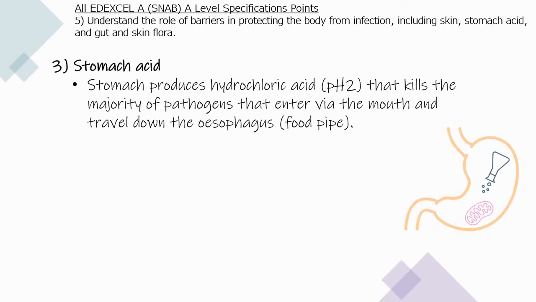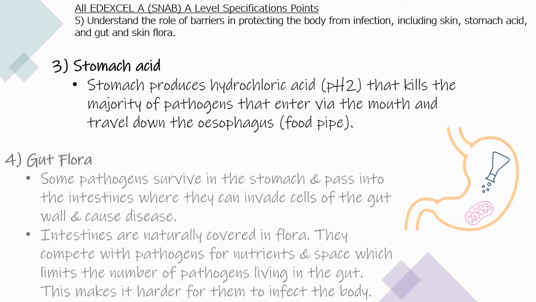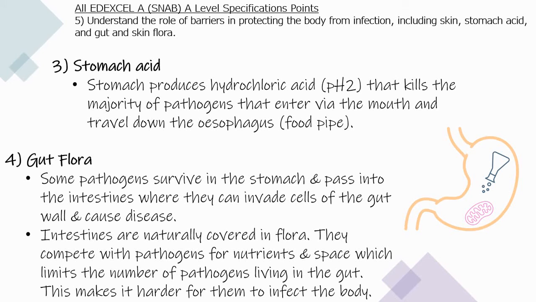We then have stomach acid. The stomach produces an acid called hydrochloric acid, and this kills the majority of pathogens that enter the stomach via the mouth and then travel down the esophagus. We then have gut flora. These are similar to skin flora in that they are natural microbes that live within the gut, and unfortunately some pathogens survive in the stomach and pass on to the intestines. So it's important for these gut flora to compete with the pathogens that enter the gut in order to make sure that they do not survive.